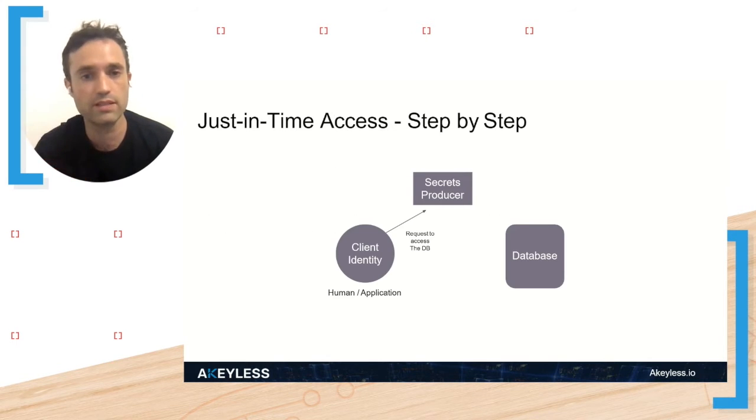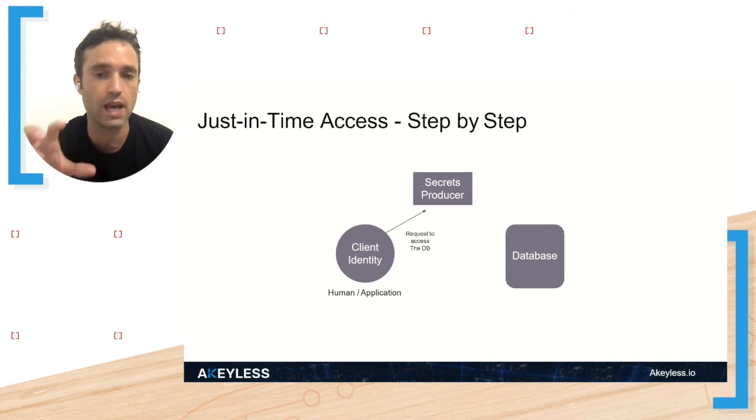Now, let's see it step by step. What we see in front of you is basically three components. One is the client identity on the left. On the right, it would be the resource. In this example, the resource is a database. And there's a new component here related to the just-in-time concept that is called secrets producer. Okay, so let's go one by one.